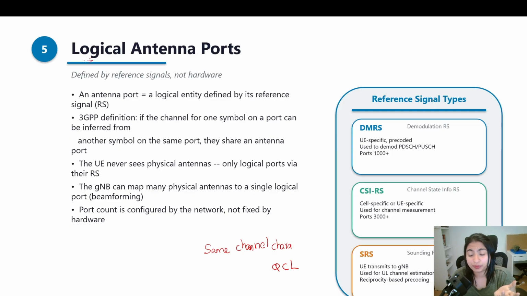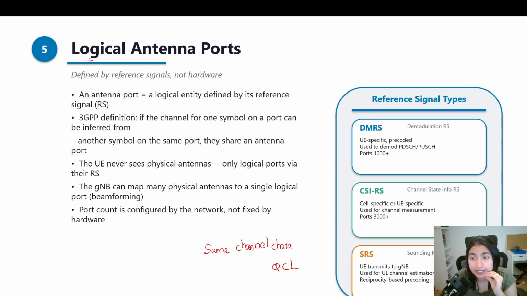Now, why does this abstraction matter at all? So this helps, let's say that a gNodeB has around 64 physical antenna elements. It might expose only 8 logical ports to the UE. So the gNodeB can upgrade from 64 to say 128 physical antennas without changing anything to the UE. And also different vendors can implement the physical antenna layout however they require. The UE only estimates the channel per logical port and not per physical antenna.